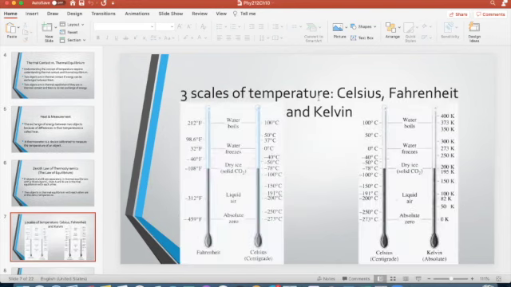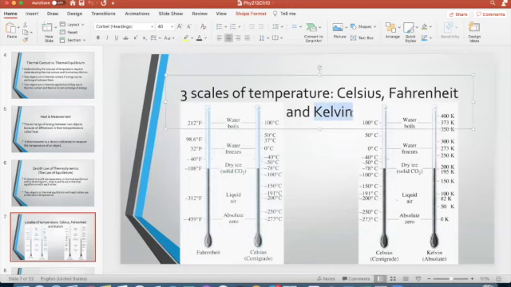So there are three scales of temperature. We have Celsius, Fahrenheit, and Kelvin. The SI unit for temperature is Kelvin, not Celsius, not Fahrenheit. Fahrenheit is just what the US uses as its measurement for temperature. However, in the scientific community, the international system of units for temperature is Kelvin.